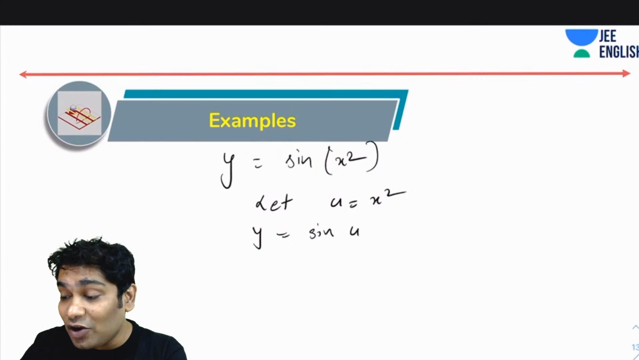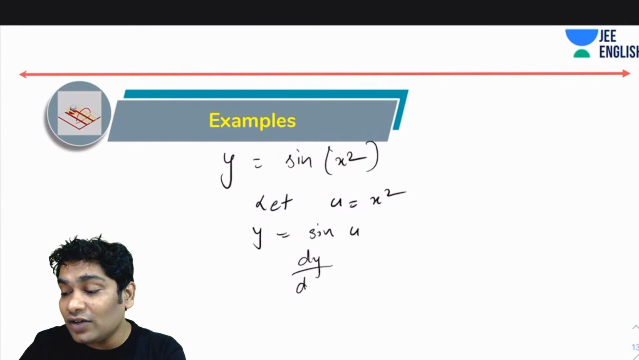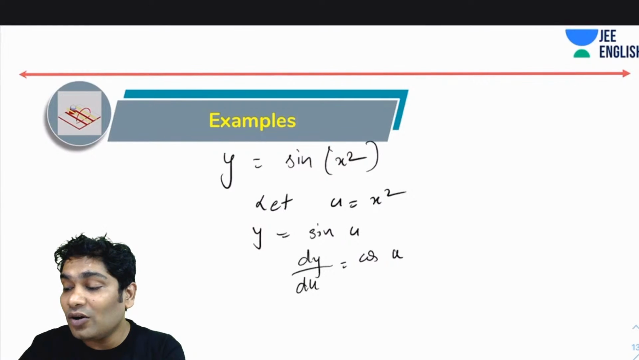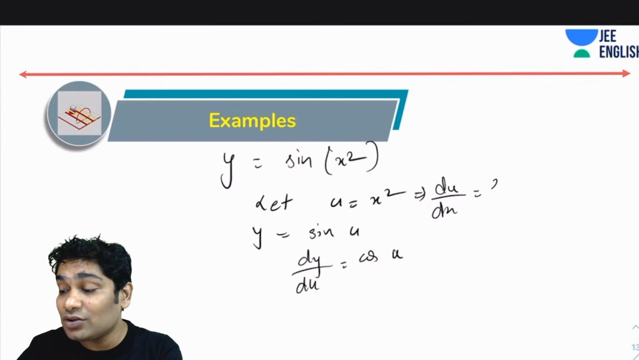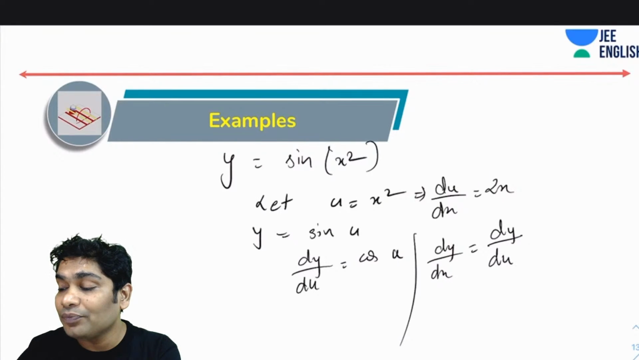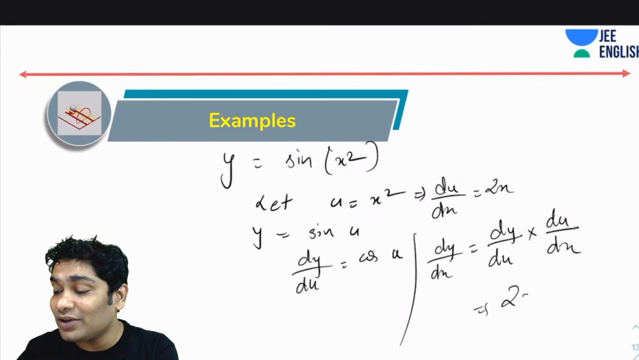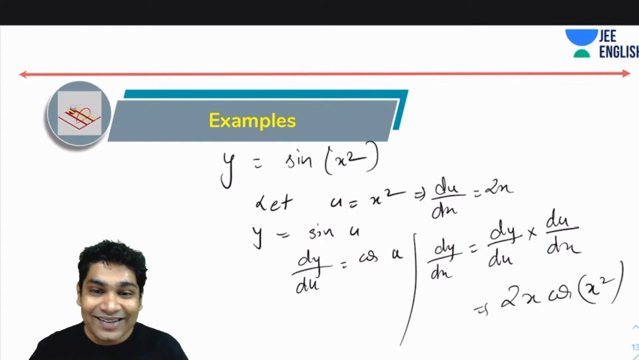You find dy over du. What is dy over du? dy over du is nothing but cos of u. From here you see what is du over dx. So du over dx is 2x. Now you needed to find dy over dx. You can say that dy over dx would be nothing but dy over du times du over dx. So you multiply both these, you get 2x cos of x square. That is correct. Rightly done.